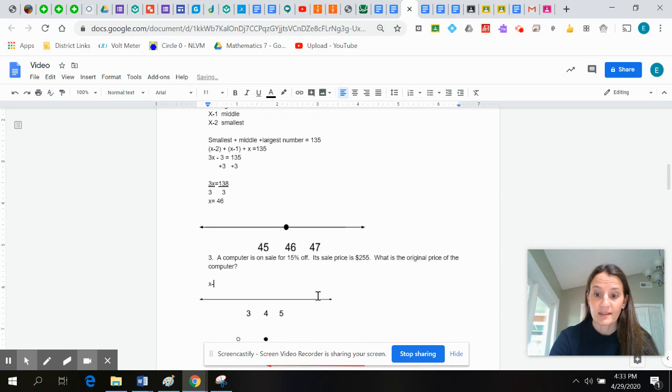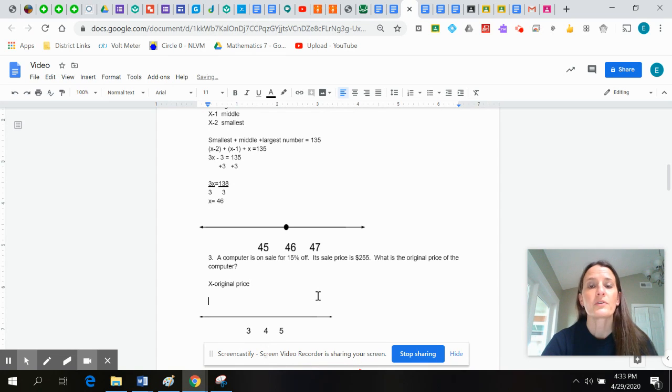All right, well, X is the original price of the computer. Do not forget to define your variable. All right, whether you're going to the mall or going somewhere where you get a discount, how is the sales price calculated? It's calculated by the original price minus the discount is equal to the sales price.